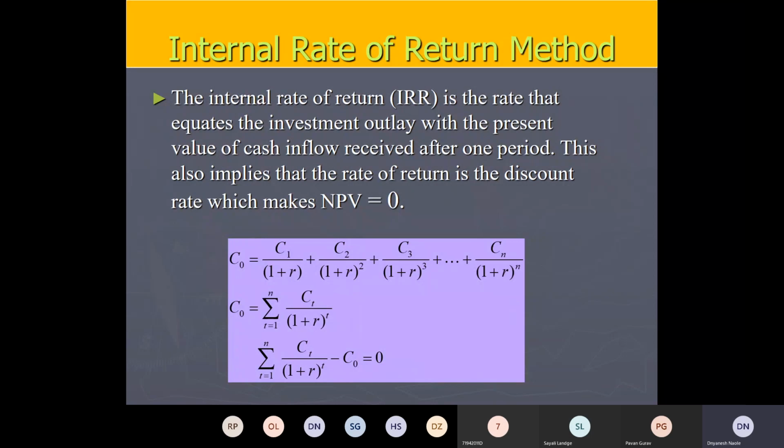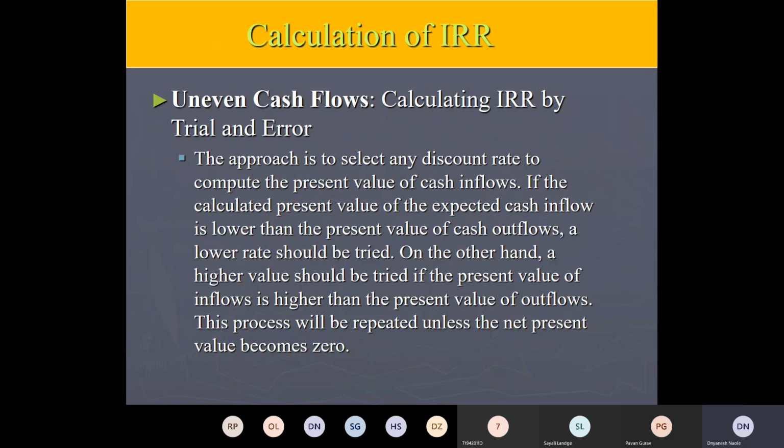So there are two cases. One is the case of uneven cash flows, and another is the case of even cash flows. Uneven cash flows means C1, C2, C3, C4 are all different values. The approach is to select any discount rate to compute the present value of the cash inflow. So this is a trial and error method. We are going to assume a discount rate and try to find out whether the NPV, after subtracting the investment, comes to zero or not. As long as it doesn't, we'll keep on changing the value of the discount rate.